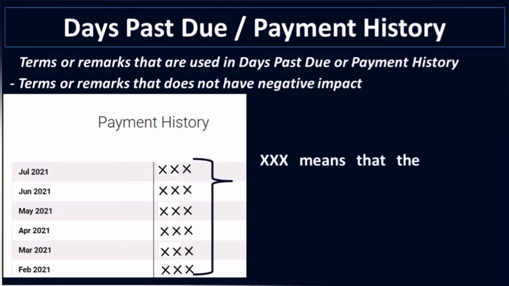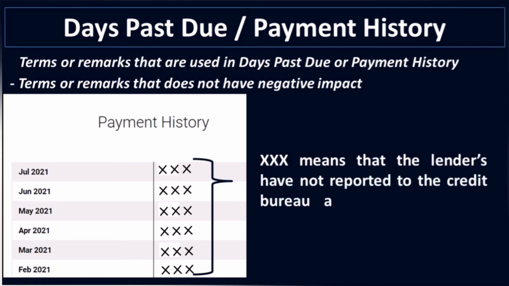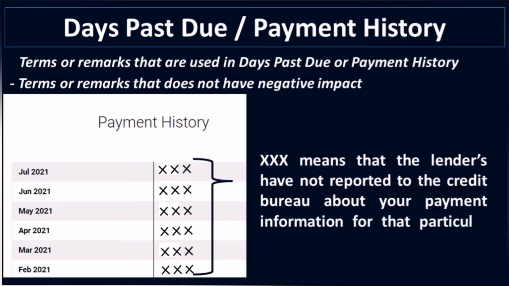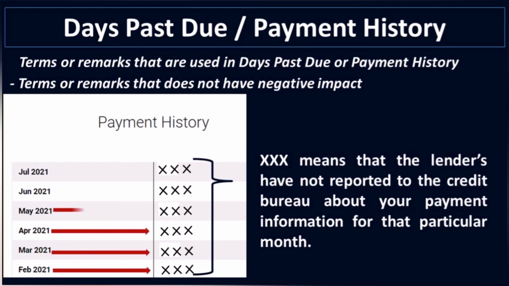In days past due, if XXX is reflecting for any of the months, it means that the lenders have not reported to the credit bureau about your payment information for that particular month. In this case, for the months of Feb, March, April, May, June, July, the lender has not reported to the credit bureau about your payment information.